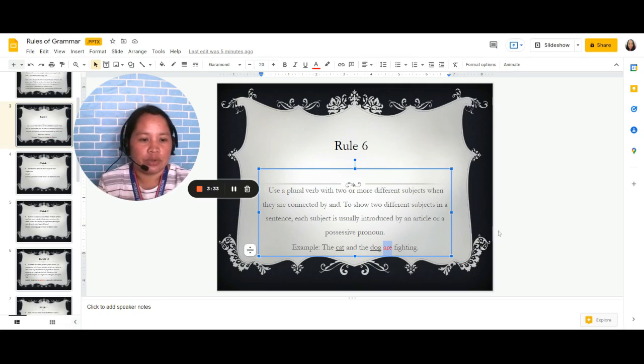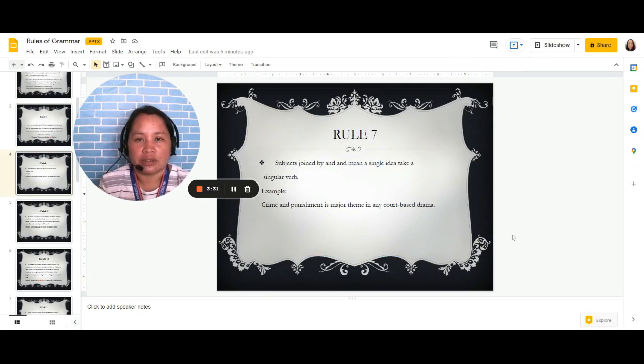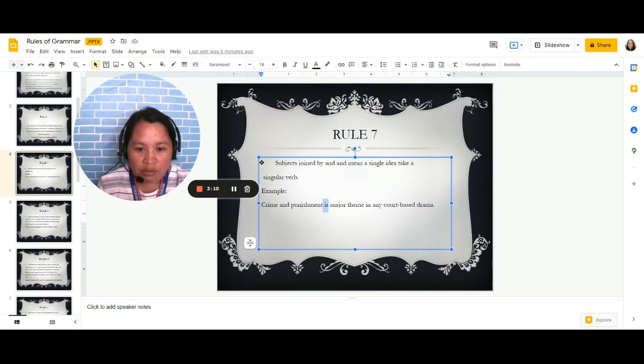Now let's go to rule number 7. So in rule number 7, subjects joined by and that mean a single idea take a singular verb. The example I've taken here is crime and punishment. So they actually have similar or single ideas. So that's why we use the singular verb is major theme in any court-based drama.